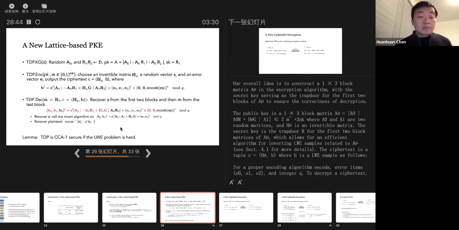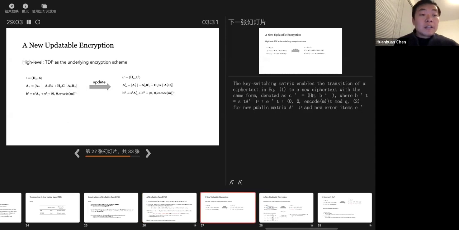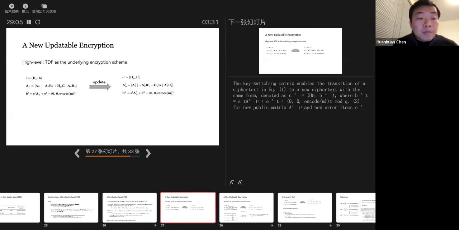we see that if we add a small error in the challenge output, it can still be decrypted. Yeah, and that's maybe the problem for all the LWE based PKE schemes. For our updatable encryption, we use the previous PKE scheme as the underlying encryption scheme.